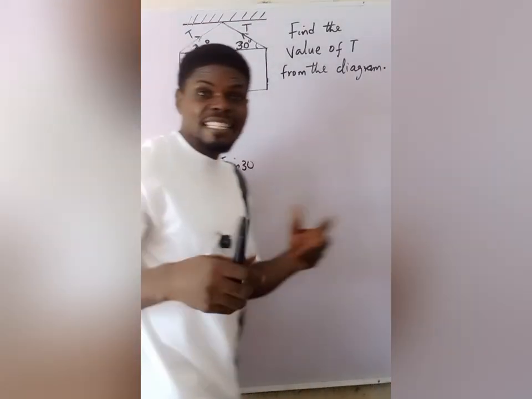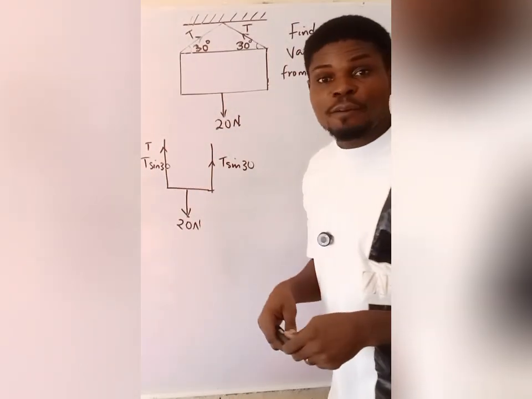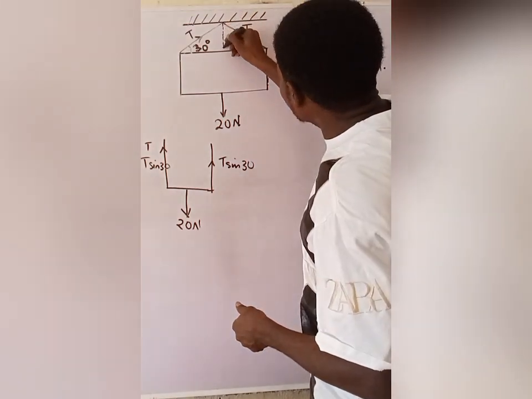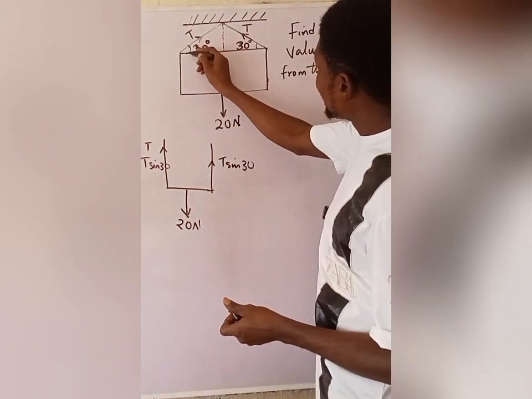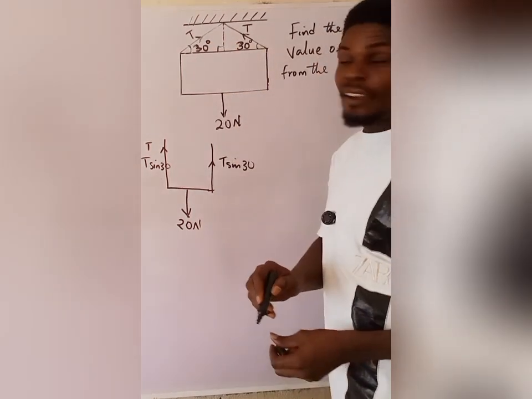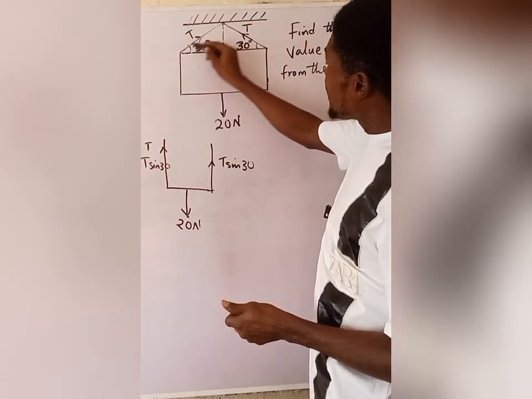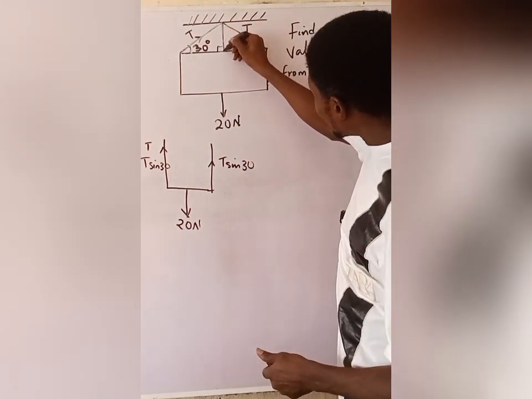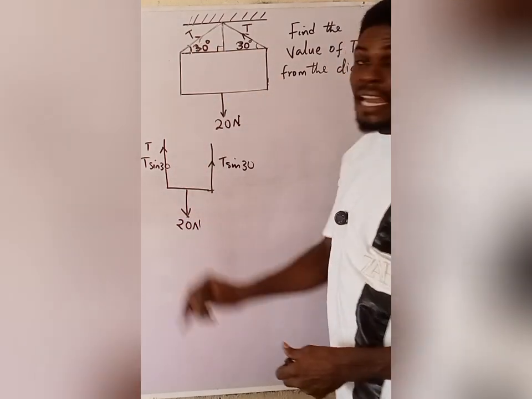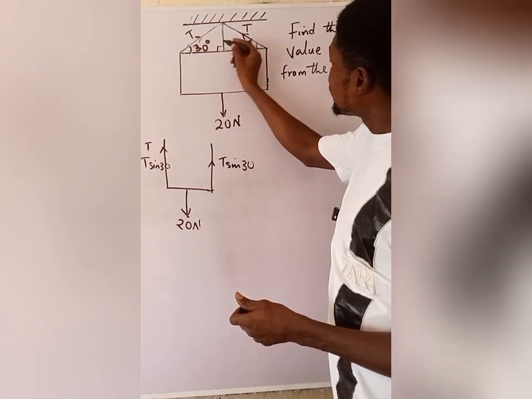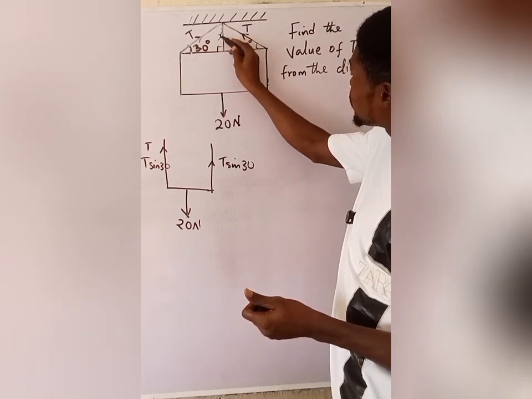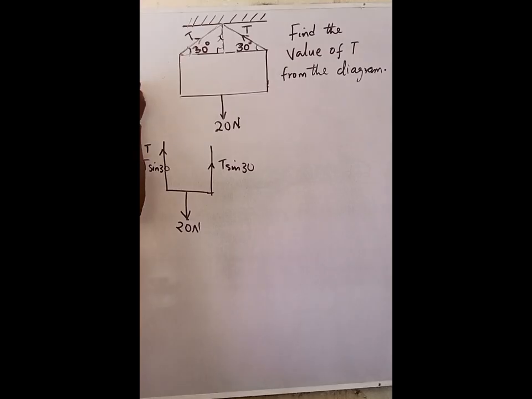You may be wondering, why is it t sine theta? It is with the help of trigonometrical ratio. If we divide this diagram into two, you find out that this is the angle, this is the angle 90, and this particular part is the hypotenuse of this triangle. Since this line here is the opposite of that angle 30, we say sine 30 is equal to opposite over hypotenuse. Let's call the opposite x. That is sine 30 equals x over t.